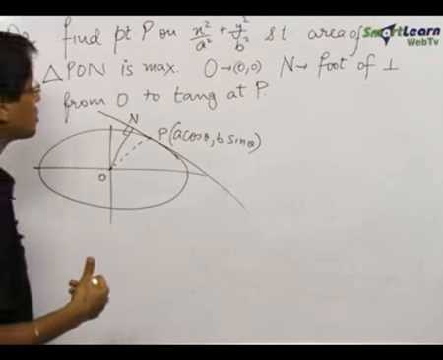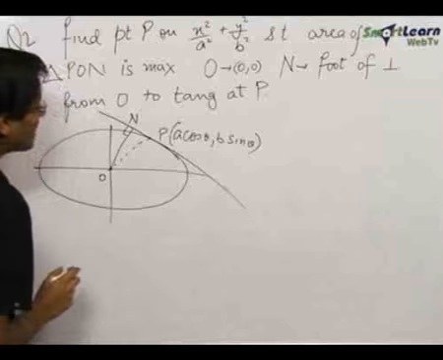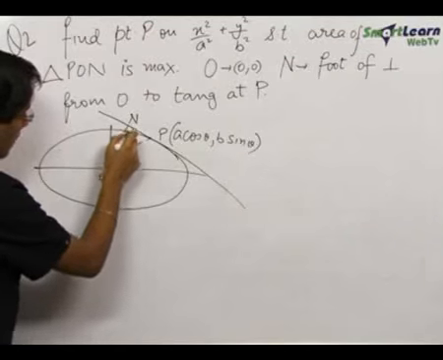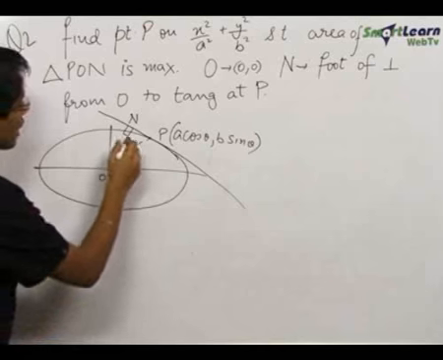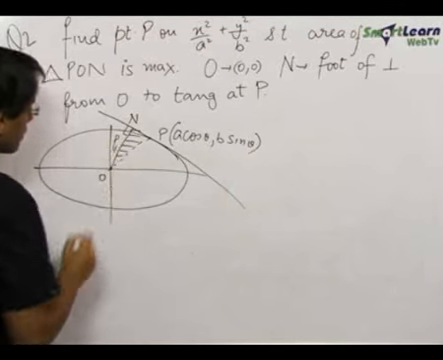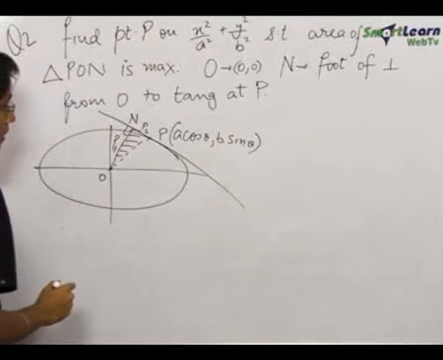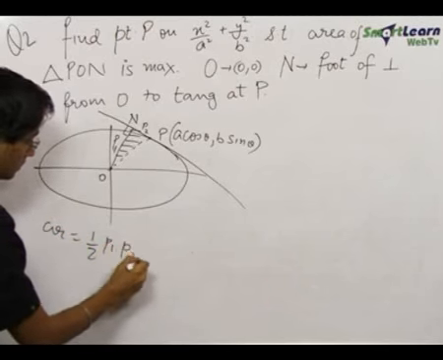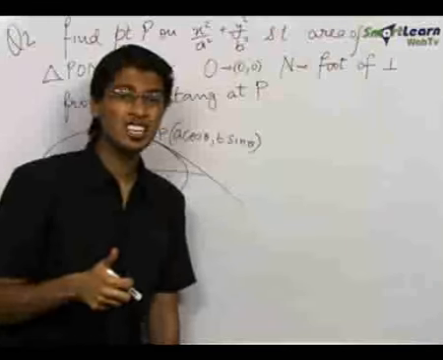In this question there is a special trick involved. Since this is the equation of the tangent, we can find the length of the perpendicular dropped from our origin on the tangent. But for the area of triangle PON, if this is p1 and this is p2, then the area will be equal to half p1 into p2. We know p1 but we don't know p2. Hence we do a small construction over here.